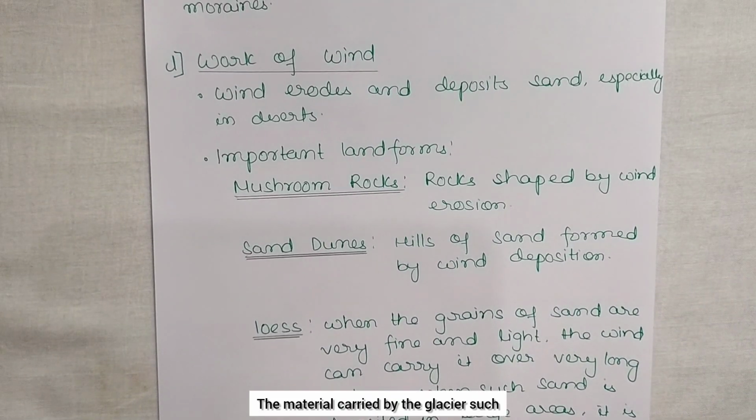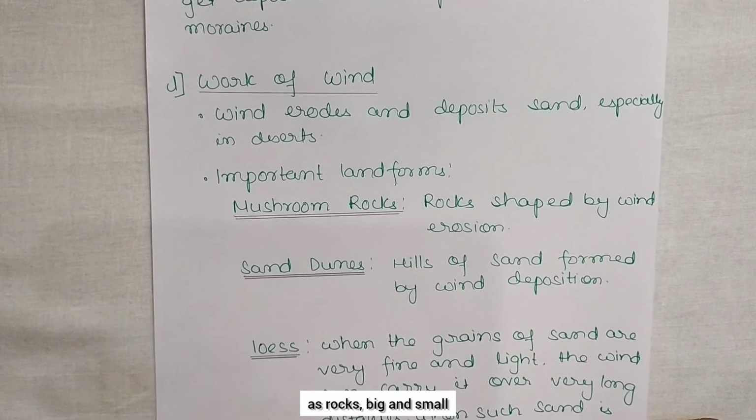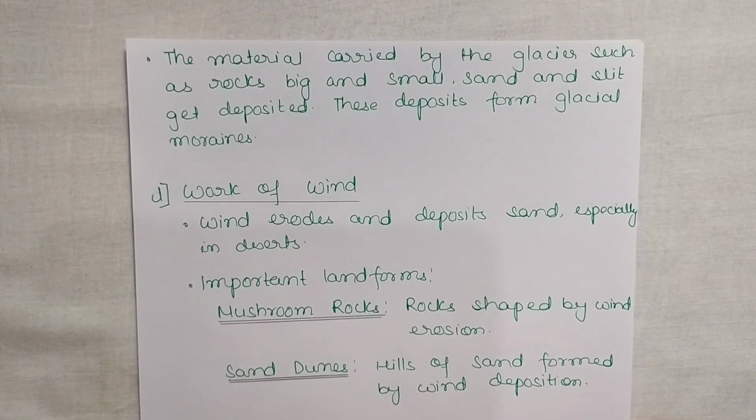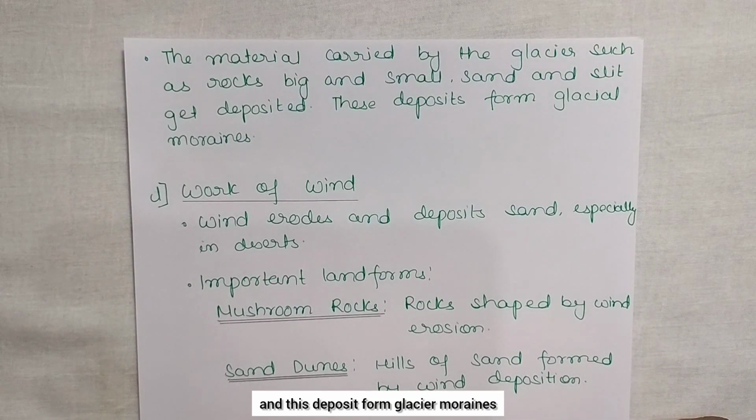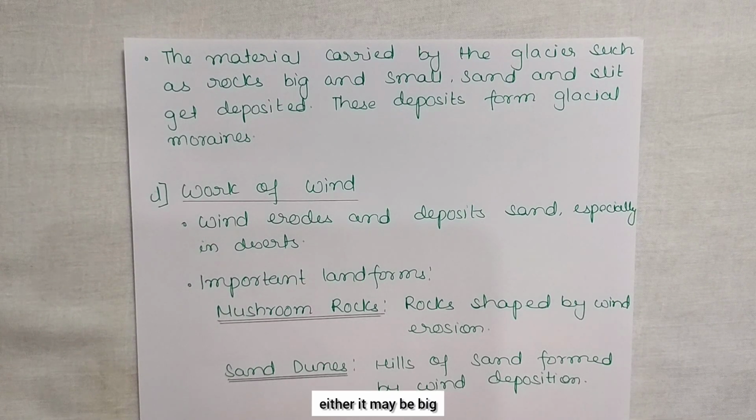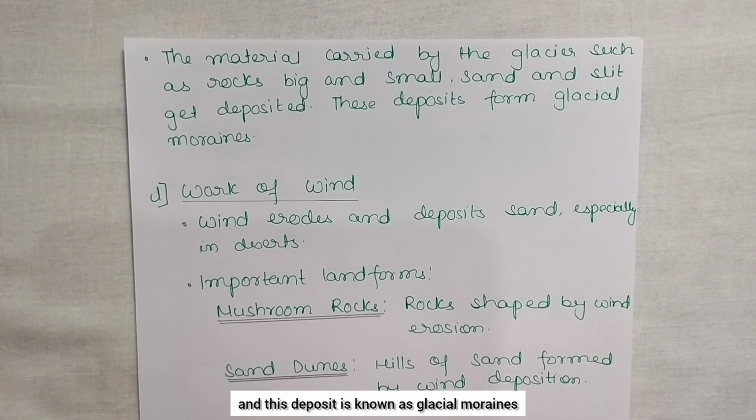The material carried by the glacier, such as rocks, big and small, sand and silt, gets deposited, and this deposit forms glacial moraines. So the material carried by the glaciers, such as rocks, either big or small, and the sand and silt, get deposited, and this deposit is known as glacial moraines. Okay, so this is glacial moraines.